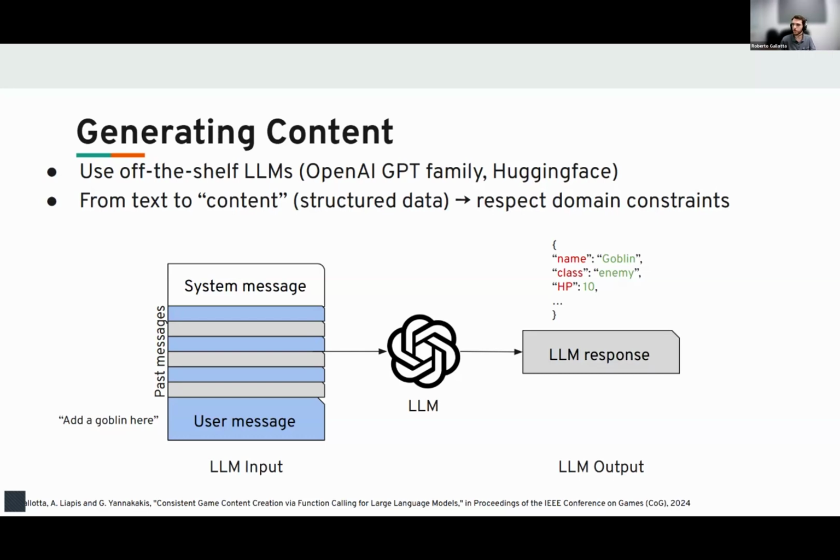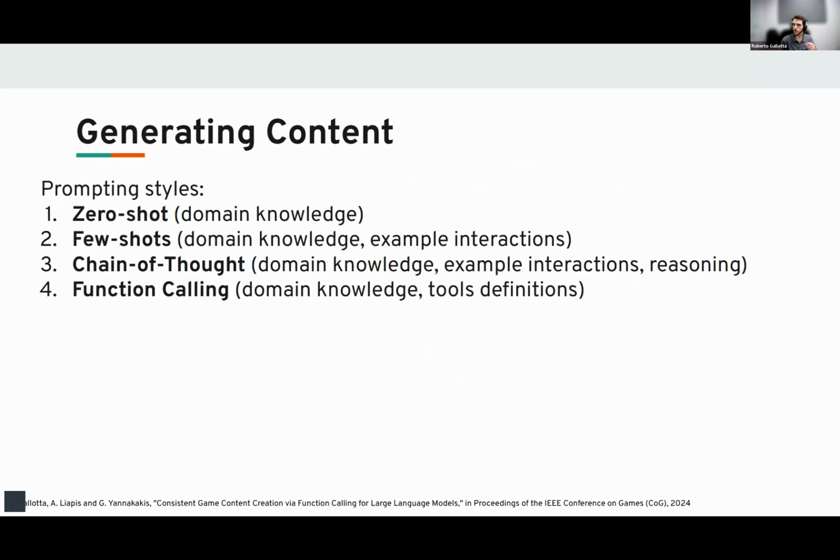So this is roughly the flow that we have. We have a user message with a request in natural language, which gets interpreted by a language model, and you get something out of it. When we were working on this, we wanted to find out which of the main prompting methods at the time were the most reliable, and the fastest. So we analyzed methods of zero shot, few shot, chain of thought, and also function calling.